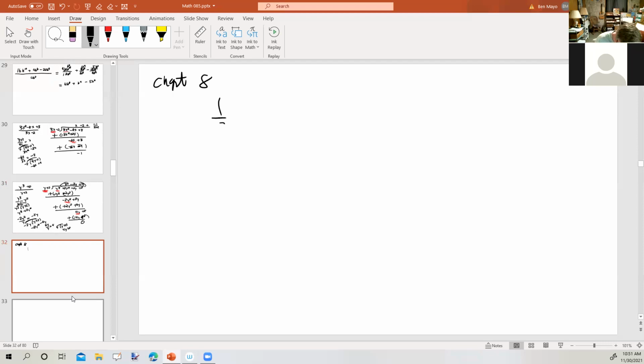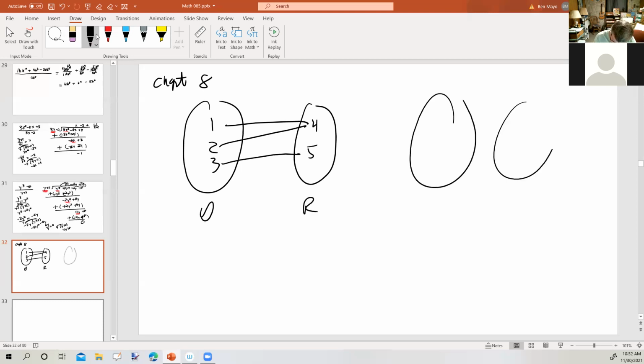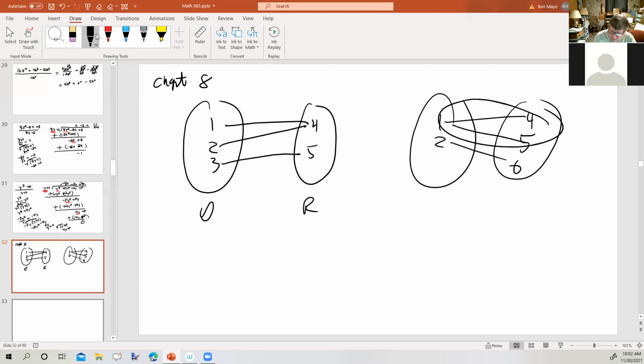Okay, so for instance, I just need to slow down. 1, 2, 3, 4, 5. 1 goes to 4, 2 goes to 4, 3 goes to 5. That represents a function where this is the domain and this is the range. But if you have something like this, 1, 2, 4, 5, 6, 1 goes to 4, 1 goes to 5, and 2 goes to 6. We've got one input going to more than one output. This is not a function. So this is a function.